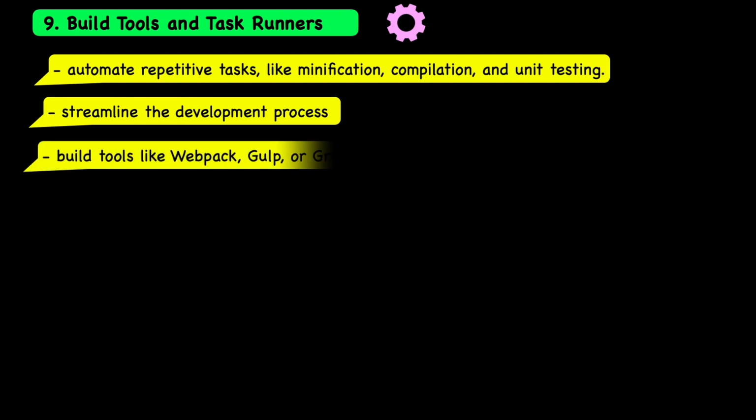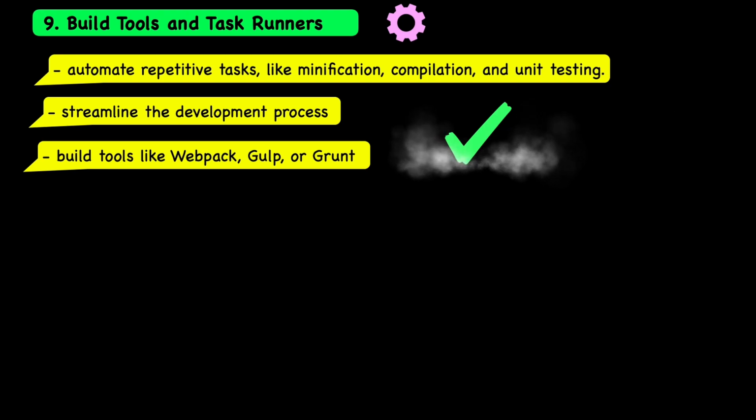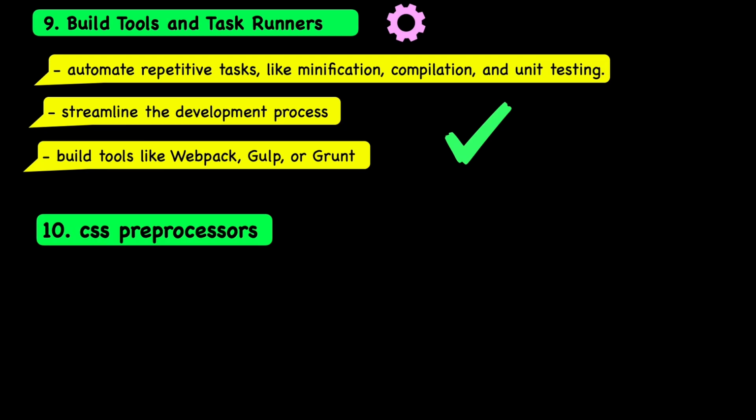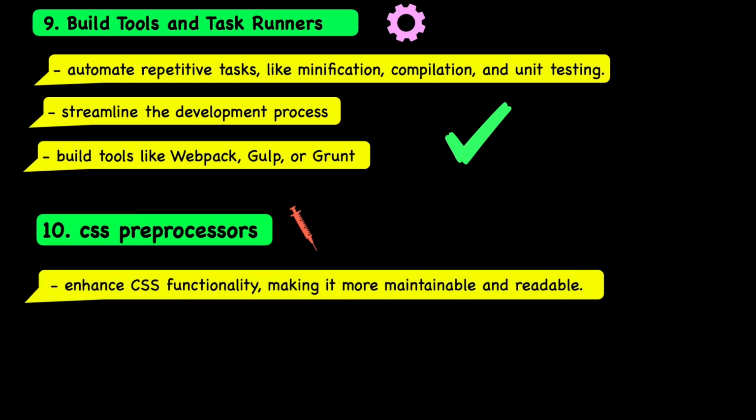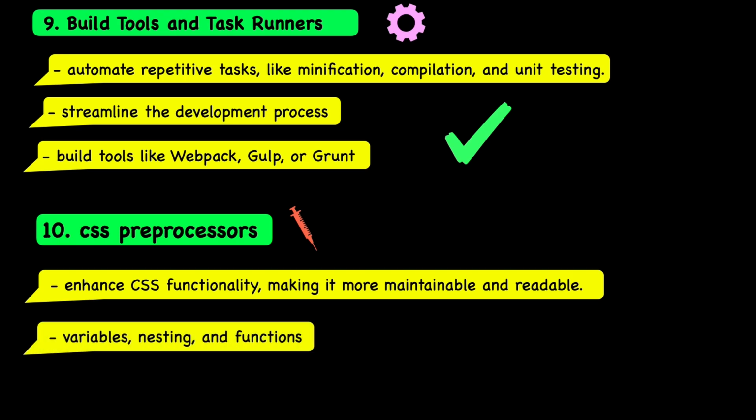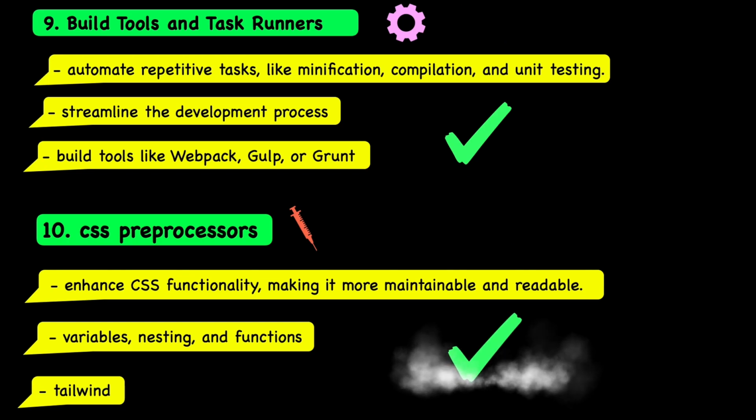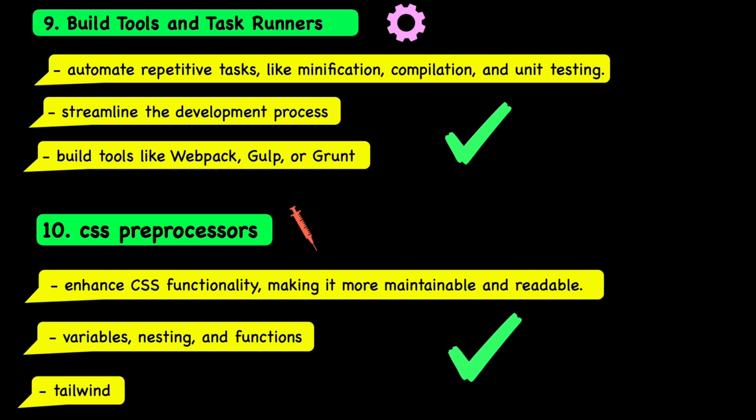The knowledge of build tools like Webpack, Gulp, or Grunt to streamline development workflows and optimize assets can be useful here. Then in number 10, there's CSS preprocessors. Preprocessors enhance CSS functionality, making it more maintainable and readable. They enable the use of variables, nesting, and functions, resulting in cleaner and more organized style sheets. Or you can also learn Tailwind, which is a utility-first CSS framework that allows you to rapidly build modern websites without ever leaving your HTML.